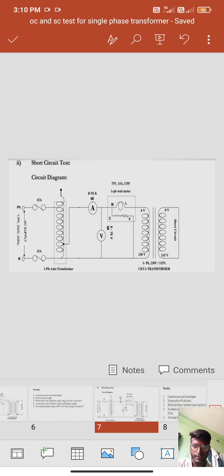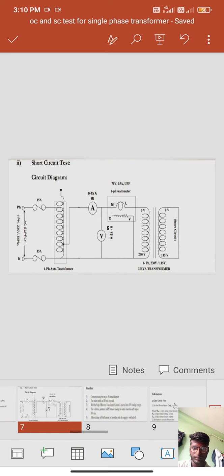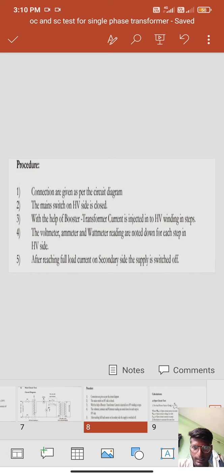Short circuit diagram. Procedure. Connections are given as per the circuit diagram. The main switch on the HV side is closed with the help of the booster transformer. Current is injected into the HV winding in steps. The voltmeter, ammeter and wattmeter readings are noted down at each step on the HV side. After reaching full load current on the secondary side, the supply is switched off.